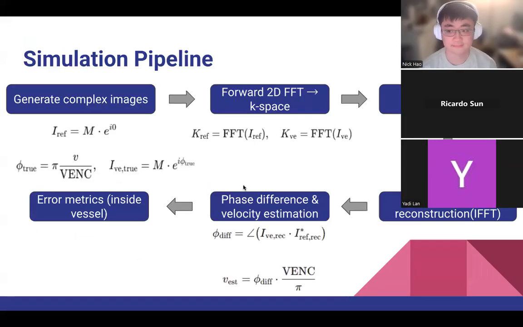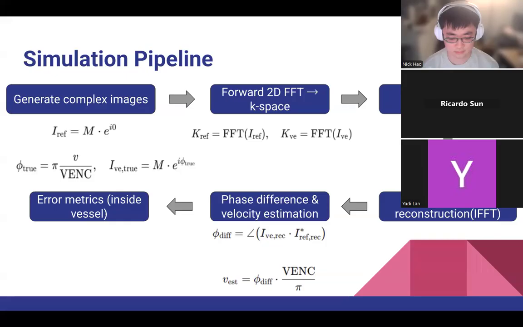Moving on to the simulation pipeline, this slide outlines the exact processing steps we implemented. First, we generate complex images as defined by the equations here. We create a reference image, I reference, which has magnitude m and 0 phase. We also define the true phase, phi true, which is proportional to the velocity divided by the VENC. This gives us the velocity encoded image, I velocity encoded.